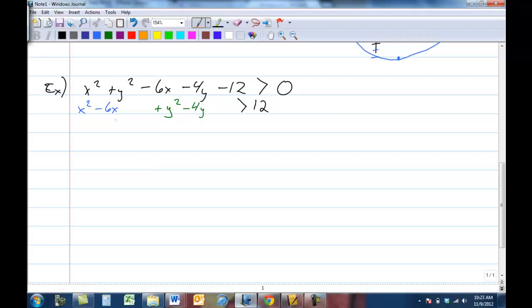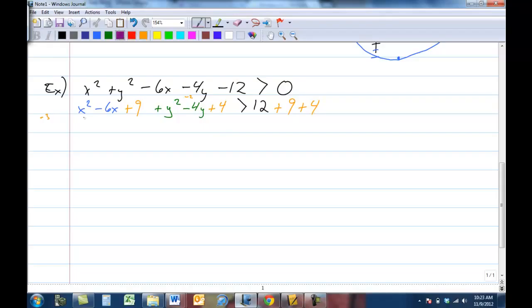Alright, now we're going to complete the square twice. So here in this case, half of b, half of negative 6 is negative 3. Squared, we're going to add 9 here. We're also going to add 9 to the other side. Okay, then this one, half of b in this case is negative 2. Squared is plus 4. And then we're going to add 4 to this side as well.